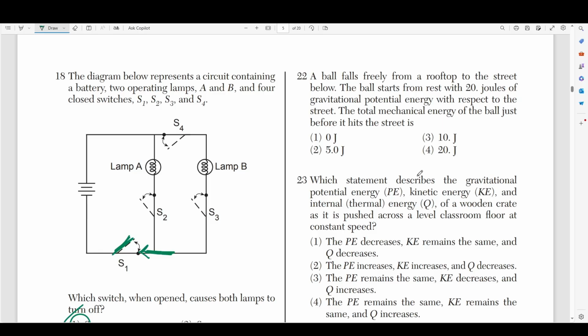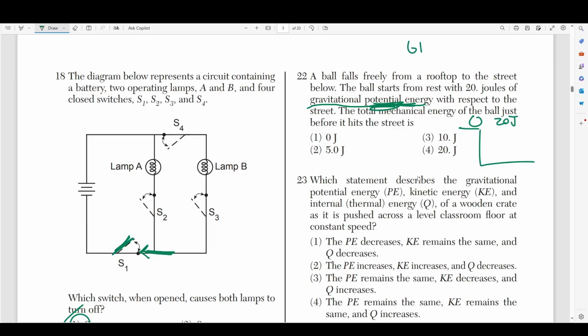Moving on to number 22, it says a ball falls freely from a rooftop to the street below. The ball starts from rest with 20 joules of gravitational potential energy with respect to the street. The total mechanical energy of the ball just before it hits the street is what? Okay, so what does this mean? Energy is conserved, right? And you have 2 different measures of energy. You have something called gravitational potential energy, which means how much energy the object has the potential of exerting. So this ball, when it's at rest, has the gravitational potential energy of 20 joules. Right, it stores 20 joules within itself because it is high up. And if it were to drop, it would release 20 joules of energy, right?